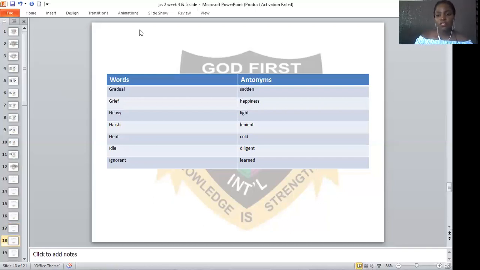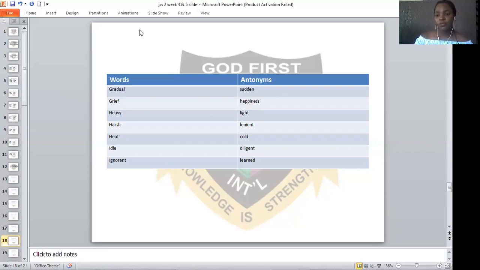Gradual, sudden. Grief. She's in severe grief, but she's happy. So the antonym or the opposite of grief is happiness. Heavy, light. Lenient. The man is a very lenient man, while the other man is a harsh man.